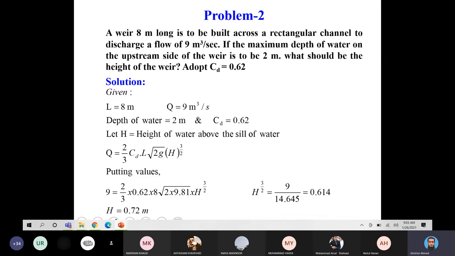The problem two states that a weir which is 8 meters long, so this is L, to be built across a rectangular channel to discharge a flow of 9 cubic meters per second. So this is Q. If the maximum depth of water on the upstream side of the weir is 2 meters, what should be the height of the weir? If the maximum depth of water on the upstream side of the weir means, if this is a weir, the water is flowing like this, so the maximum depth is 2 meters. What should be the height of the weir?